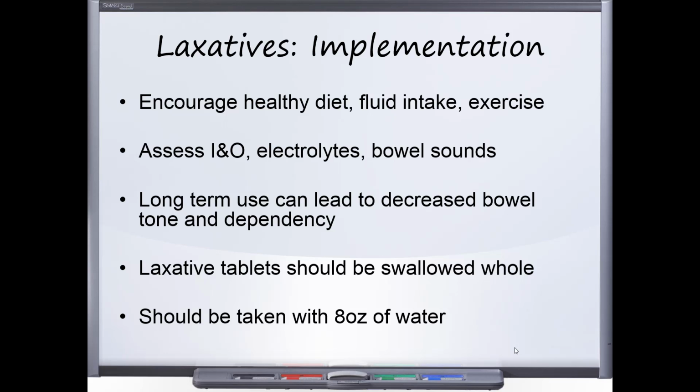Again, a healthy, high-fiber diet and increased fluid intake and activity really should be encouraged as an alternative to laxative use. Long-term use of laxatives can result in decreased bowel tone and also may lead to dependency on the product.